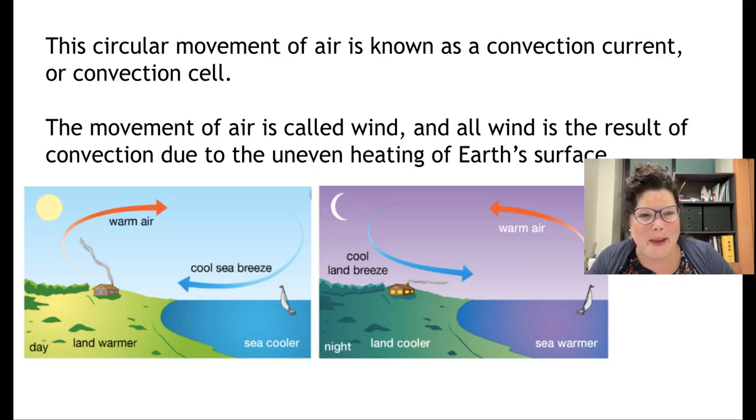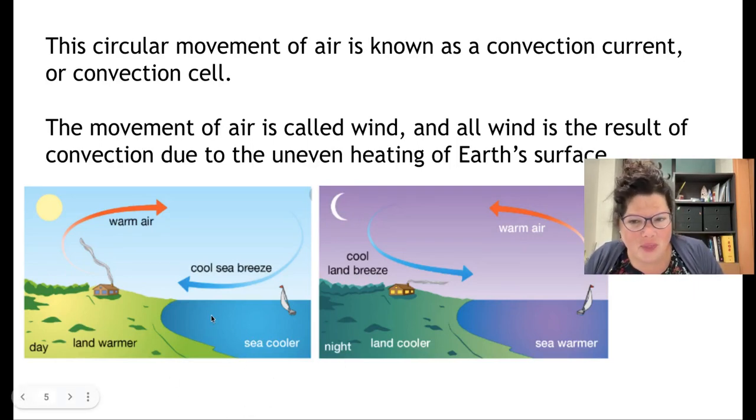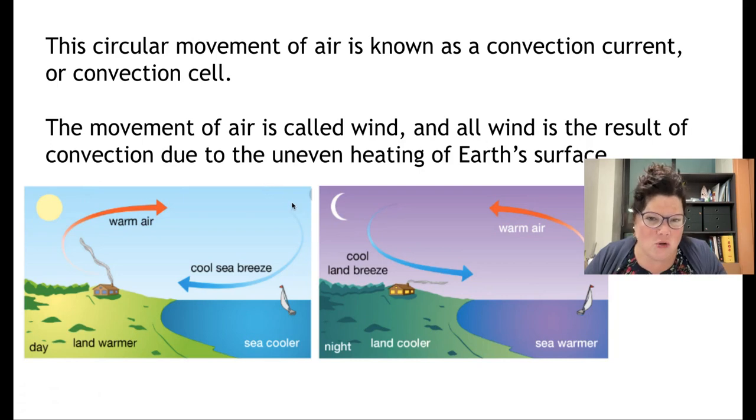So we can see this happening in many different examples. This is one of them right here. If you've ever been to the ocean, you've seen and felt these convection currents. During the day, our sea is a lot cooler. Our land is warmer because the sun's hitting the land and it's much easier to change the temperature of the land. This air is going to rise up, move out over the ocean where it's going to cool down, so it's going to sink and flow back again.